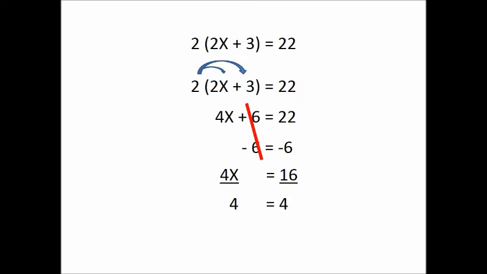So now we divide by 4 because we want to cancel out that 4. So we divide by 4 on both sides. The 4's cancel on the left side, and then you have x equals 4 because 16 divided by 4 equals 4. I know I went through this kind of quick, but the only thing different in this whole problem is the distribution. So you should know all those lower steps.